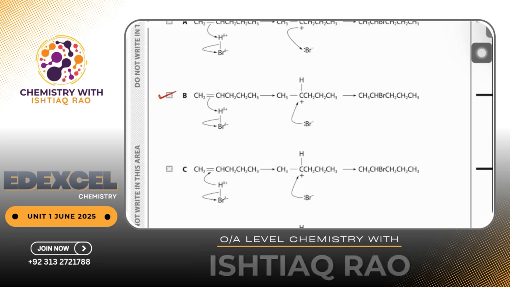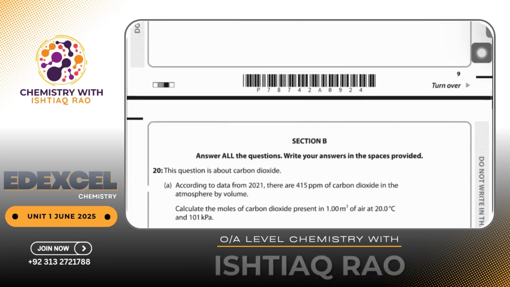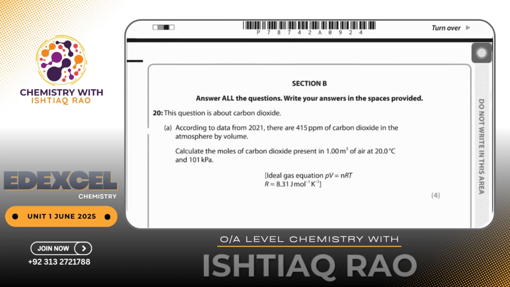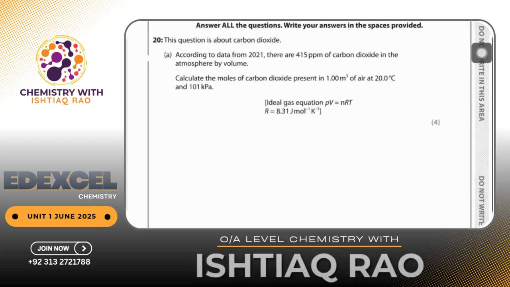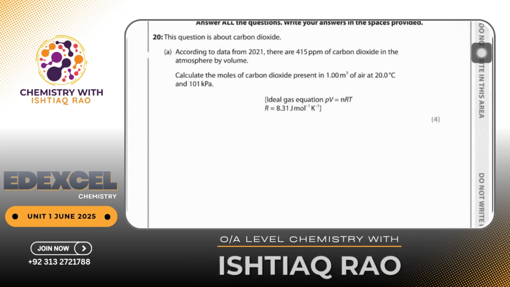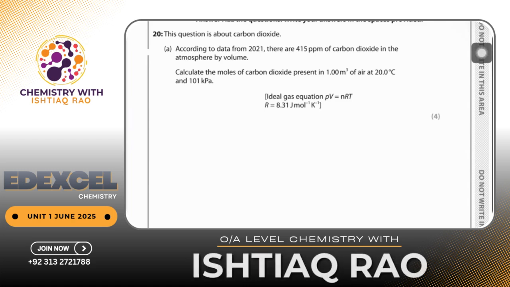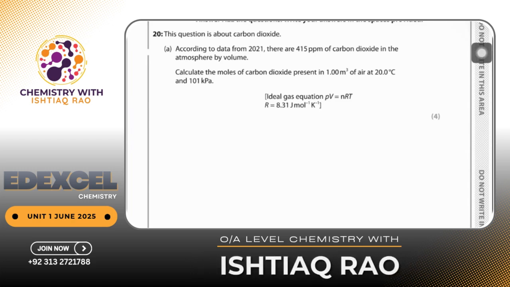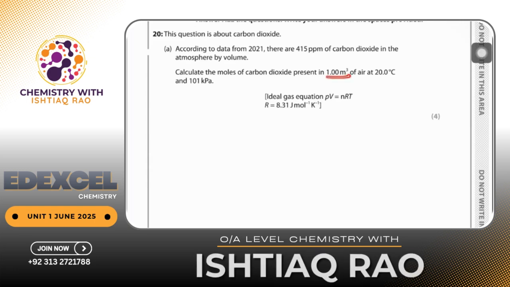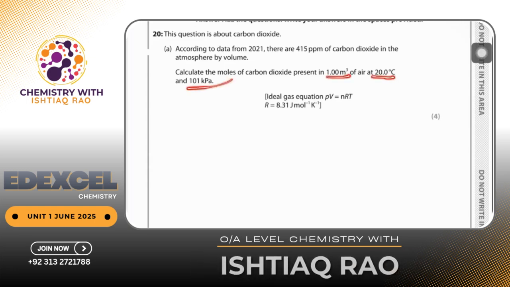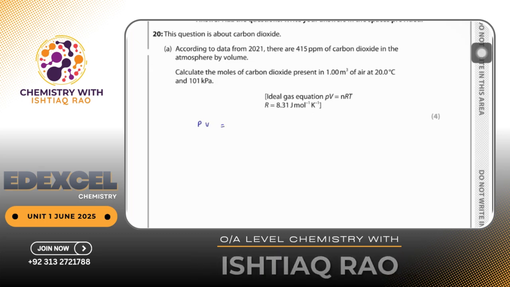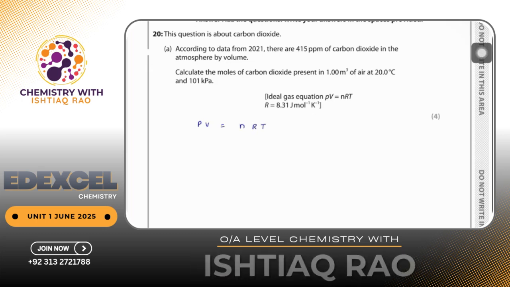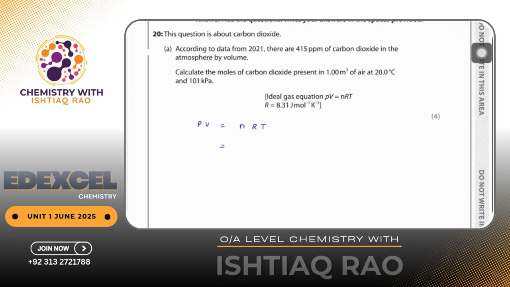Okay, then you can see this question is about carbon dioxide. According to the data from 2021, there are 415 ppm of carbon dioxide in the atmosphere by volume. Calculate the moles of carbon dioxide present. Everything is given to you. This is the volume, this is the temperature, this is the pressure. Then we are going to apply the formula PV equals nRT. We have to find out the moles. That's going to be PV over RT.